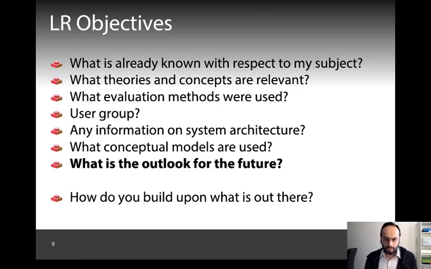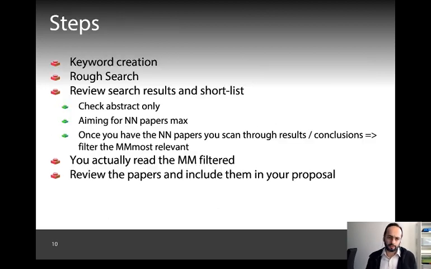Obviously, a literature review can have many more objectives, and it answers these types of questions. What is already known with respect to my subject? What theories and concepts are relevant? What evaluation methods were used? What user group has been investigated? Maybe some technical information about the system architecture. What sort of conceptual models were used in the past? More broadly, what is the outlook for the future? And more importantly, how do we build upon what's already reported?